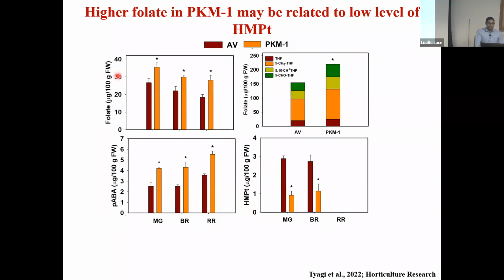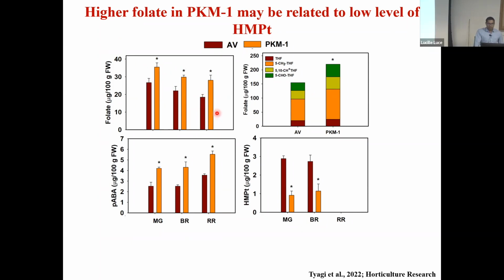So although you can see the greenhouse-grown plants have lower folate compared to the field-grown, still the folate content was very, very high, significantly high in PKM at all the three different stages. And the folate content was decreasing, a steady decline from mature green to red ripe stage. The decline was faster in the case of PKM than in AV.